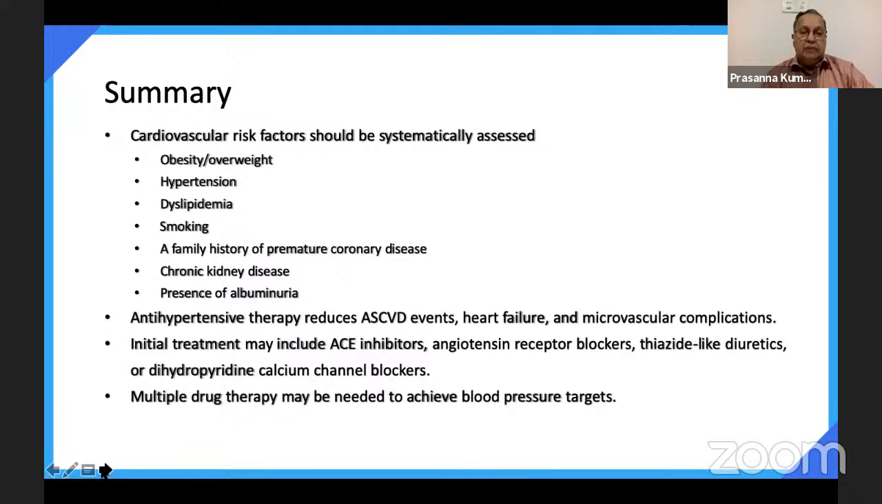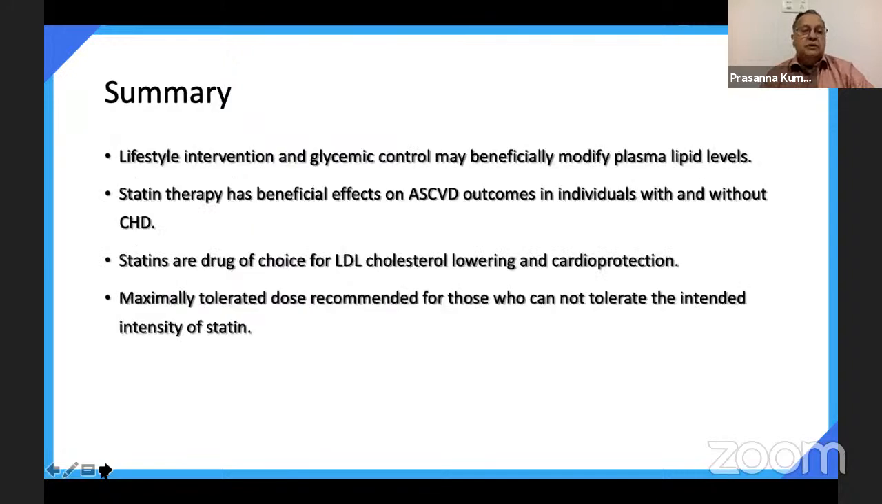Multiple drug therapy may be needed to achieve blood pressure target. Lifestyle intervention and glycemic control may beneficially modify the plasma lipid level as such. Statin therapy has beneficial effects on atherosclerotic cardiovascular disease outcomes in individuals with or without coronary heart disease. Remember, in the last 3 to 4 decades, if there is one drug which has greatly reduced the cardiovascular risk, heart attack, it is statin.